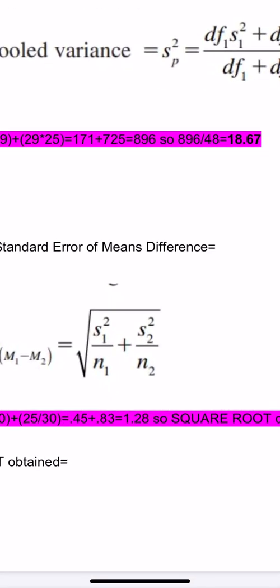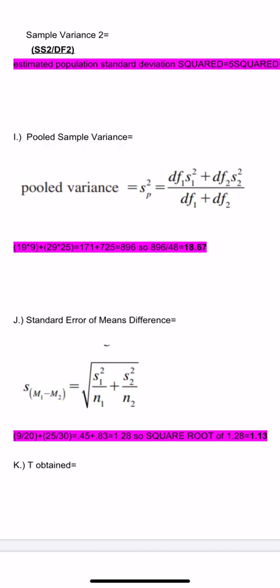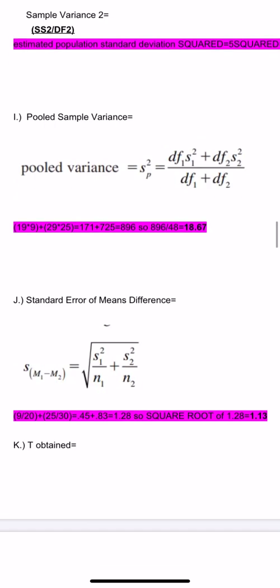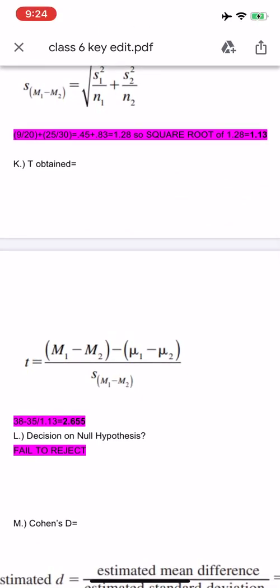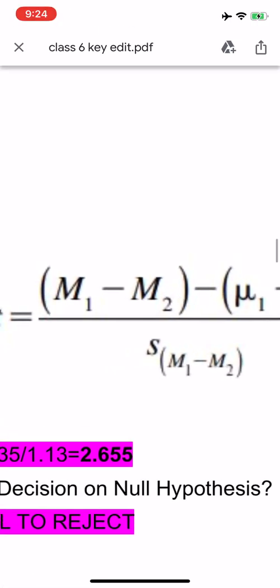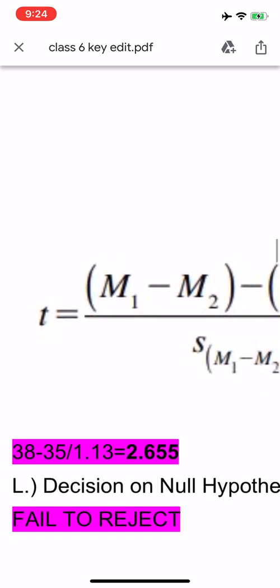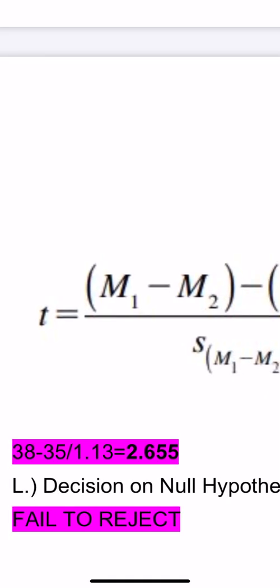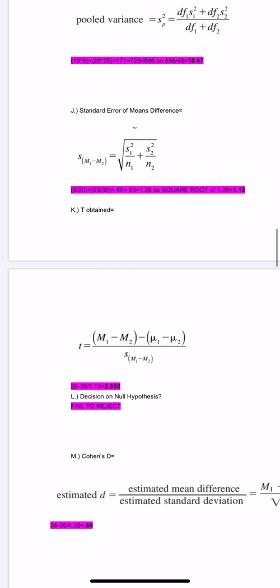Add them up, you get 1.28. So now, square root of 1.28, and you will get 1.13. T obtained, again, you don't have to look at mu1 minus mu2, because we know that always equals 0. So all you need to do is mean 1 minus mean 2, 38 minus 35, divided by 1.13, equals 2.655.